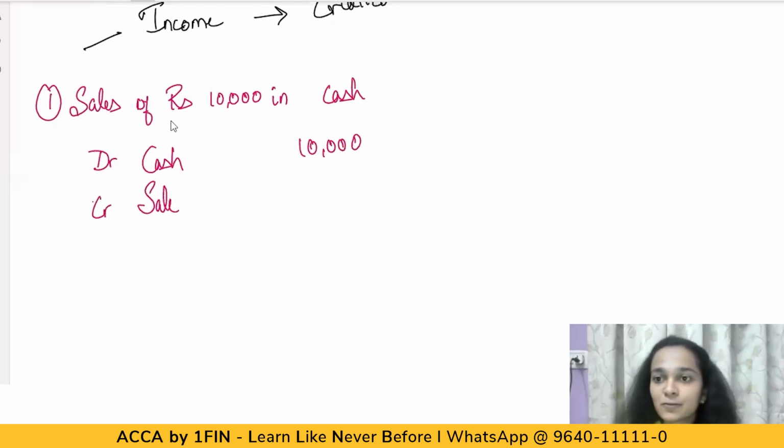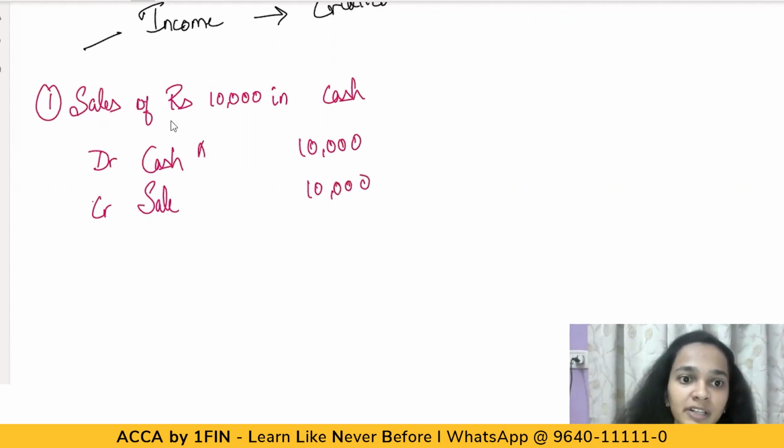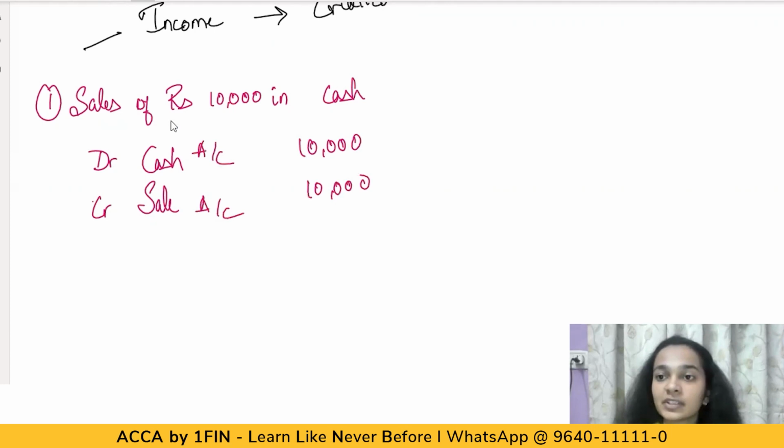So there's a difference in format here. In India, we write cash debit to sales, but the format which you'll follow here for ACCA is a bit different. It is like this. Debit cash account, credit sales account. So this is what happened. This is the journal entry which we pass in case of a cash sale.